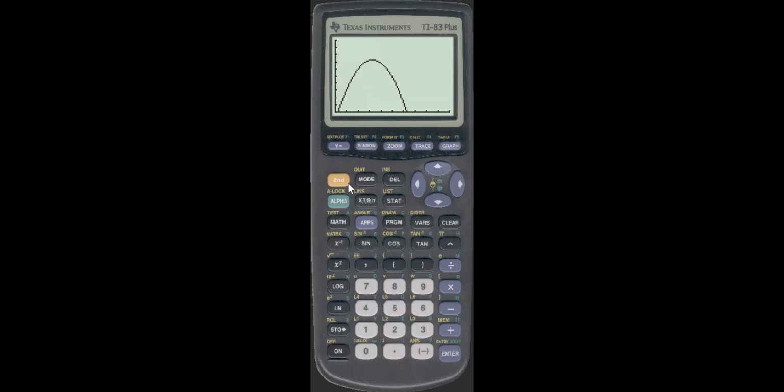To find the max, you go second calc, which is above trace, and you go to max right there. Hit enter. Once you go left bound, so you trace until you're left of the max, roughly there, and then go right bound, roughly there, and then guess the same spot. Now it bothers me that this number is 650, but it's not anywhere in that answer space.